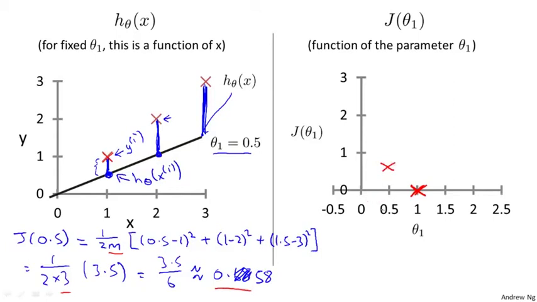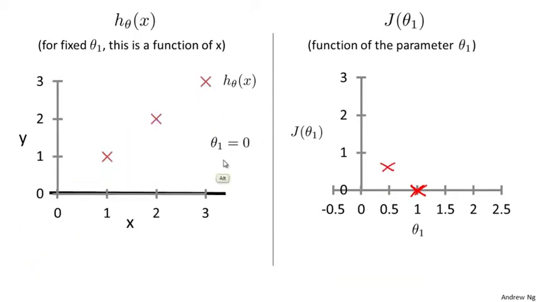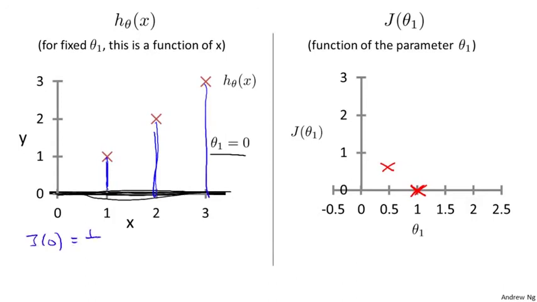Now, let's do one more. How about if theta 1 is equal to 0? What is j of 0 equal to? It turns out that if theta 1 is equal to 0, then h of x is just equal to this flat line, right? It just goes horizontally like this. And so measuring the errors, we have that j of 0 is equal to 1 over 2m times 1 squared plus 2 squared plus 3 squared, which is 1/6 times 14, which is about 2.3. So let's go ahead and plot that as well. We end up with a value around 2.3.